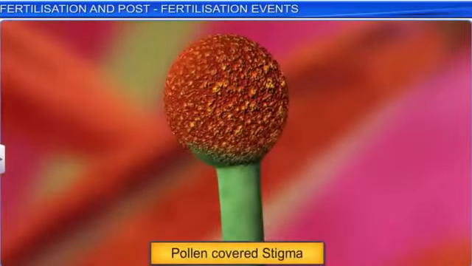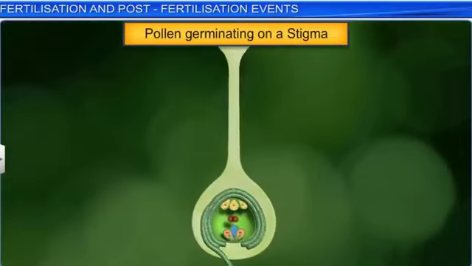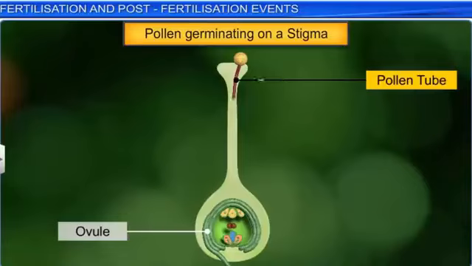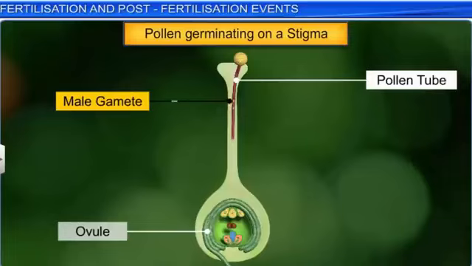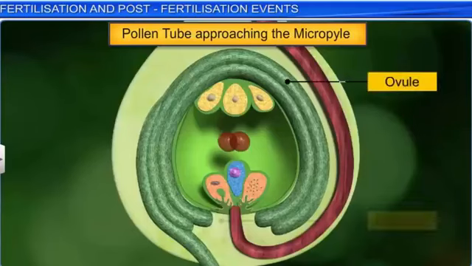If the pollen is of the right type, the stigma induces it to germinate and produce a pollen tube. The pollen tube, containing the 2 male gametes, then secretes hydrolytic enzymes which help the pollen tube to digest the tissues of the style as it travels down to enter the ovule through the micropyle, a minute opening in the ovule.